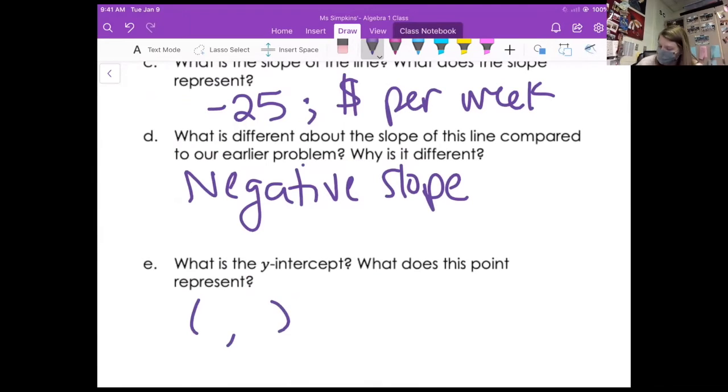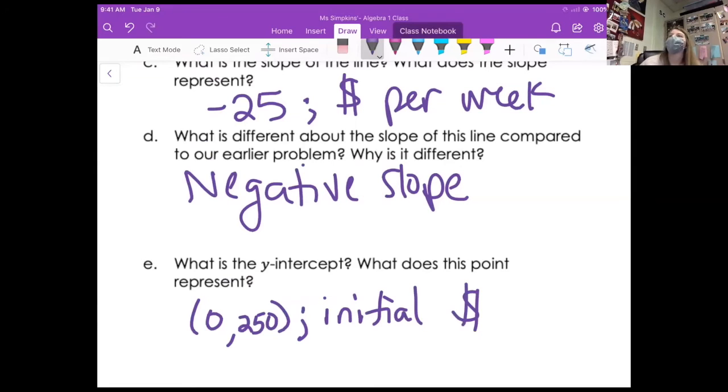0, 250. And that is representing our initial dollars or initial amount of money, how much we had at the start.